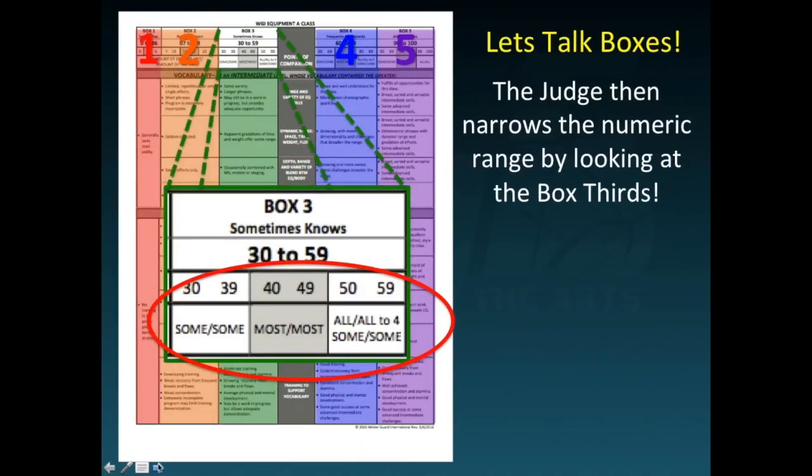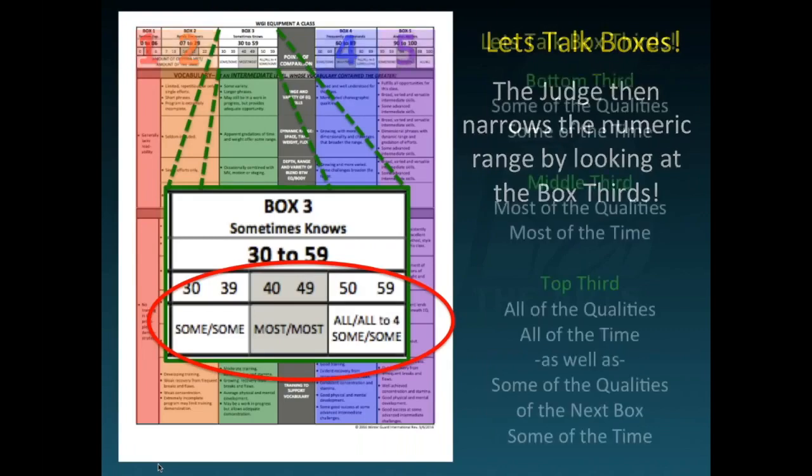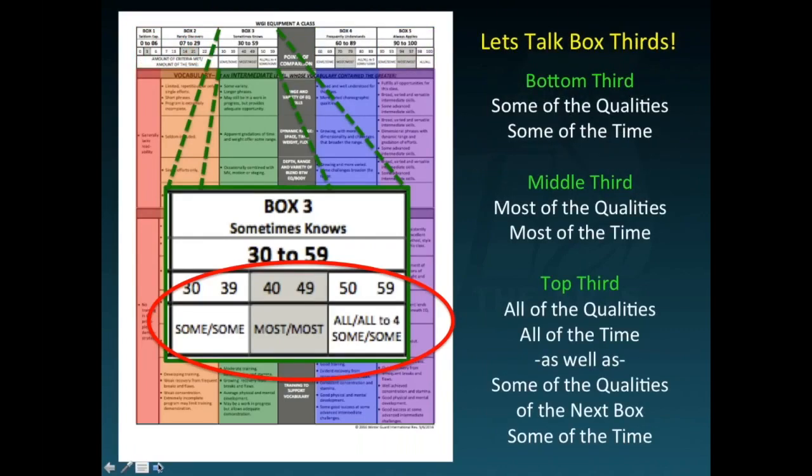How does that happen? You follow that up. You find that most of the answers fall into that box 3, and you look at that numeric range that we decided, 30 points from 30 to 59, and then now you're going to go into the thirds. And those thirds now are going to mean something a little bit more specific, and this helps the judge narrow the numeric range by looking at these thirds. Bottom third is some of the qualities of the box some of the time. Middle third is most of the qualities of the box most of the time. The top third is all of the qualities of the box as well as some of the qualities of the next box some of the time.